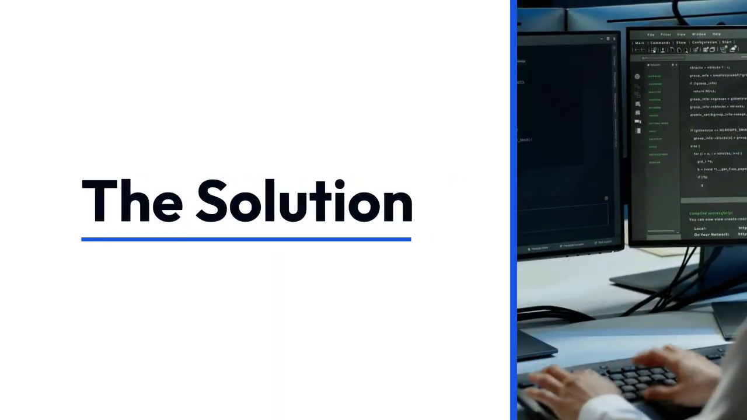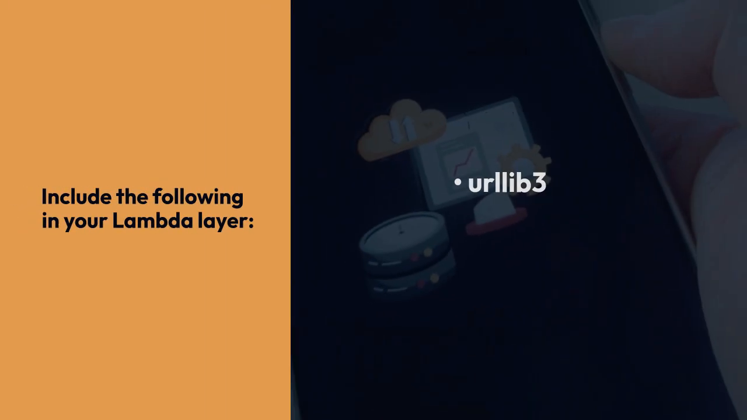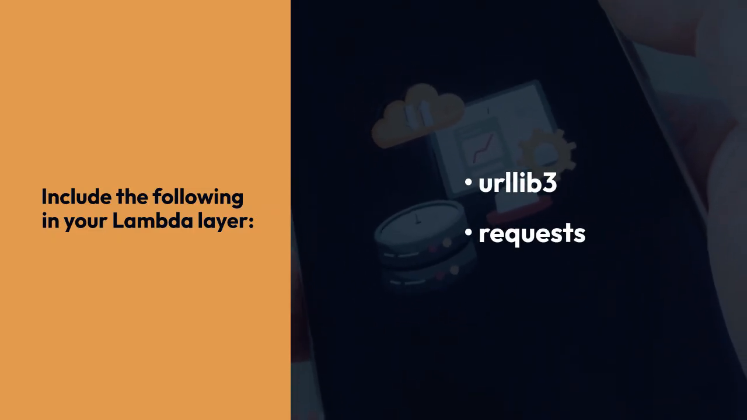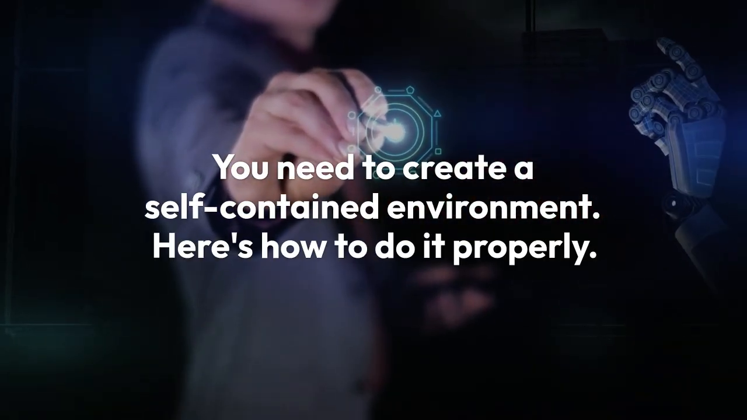The solution is to ensure that all your function's Python dependencies, including urllib3 and any packages that rely on it like requests, are explicitly bundled within your Lambda layer, and that they are all compatible versions. You need to create a self-contained environment. Here's how to do it properly.